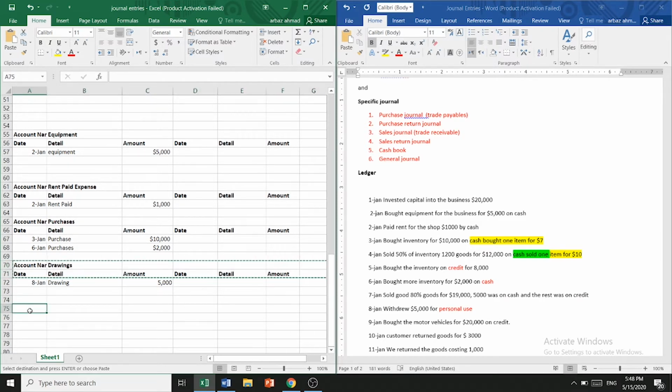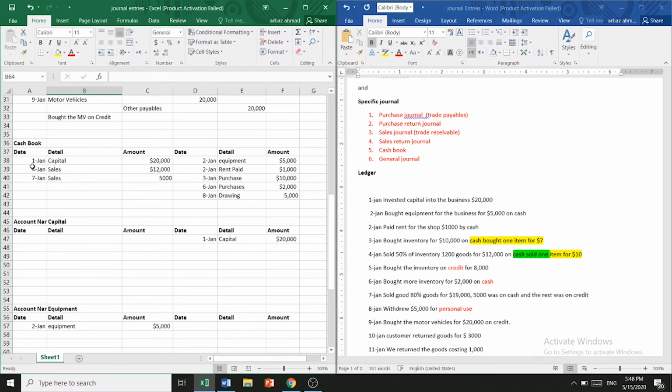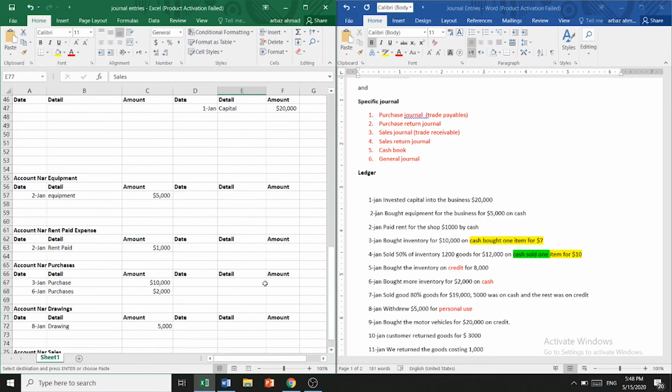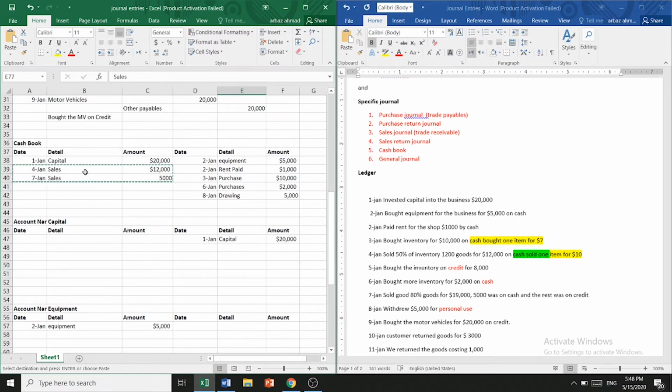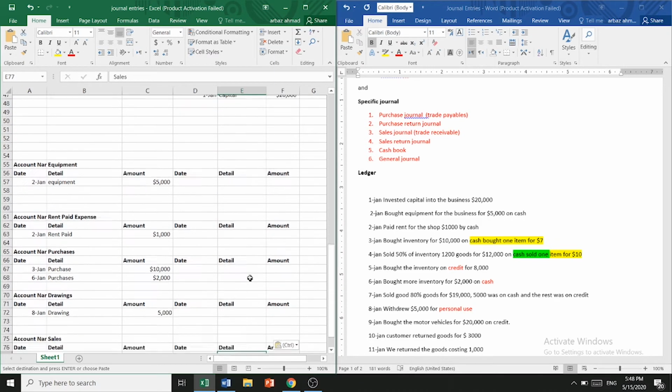So we are going to open the sales account now, because we have a couple of sales transactions over here. I'm going to take these two transactions and post them into the credit side of sales. Why credit side? Because sales is an income and we are getting cash from it. So the cash book will be debit and credit will be sales.